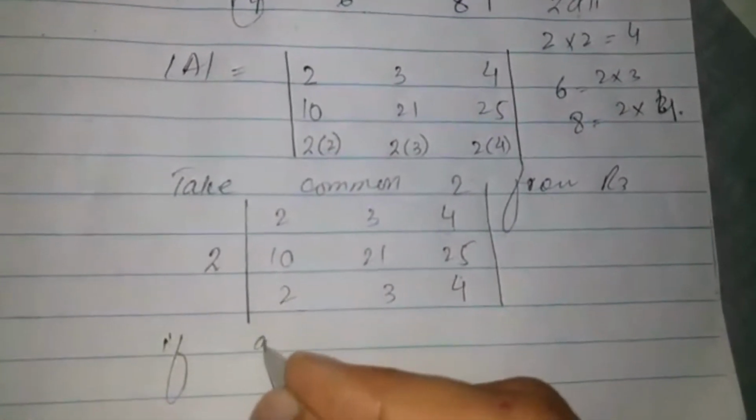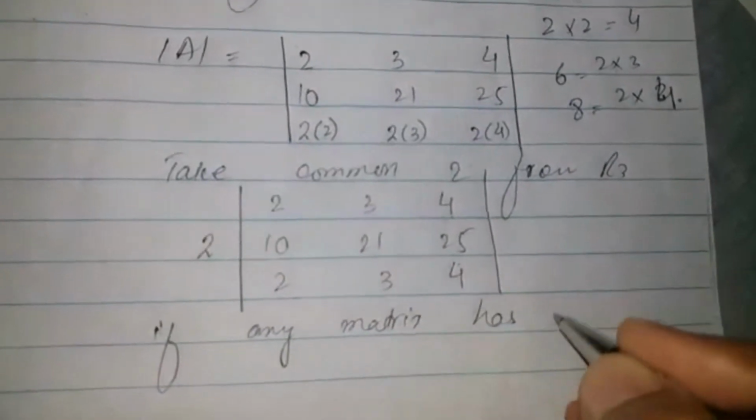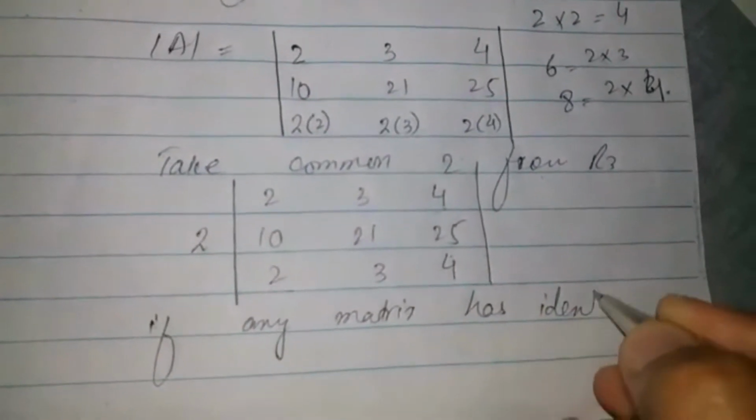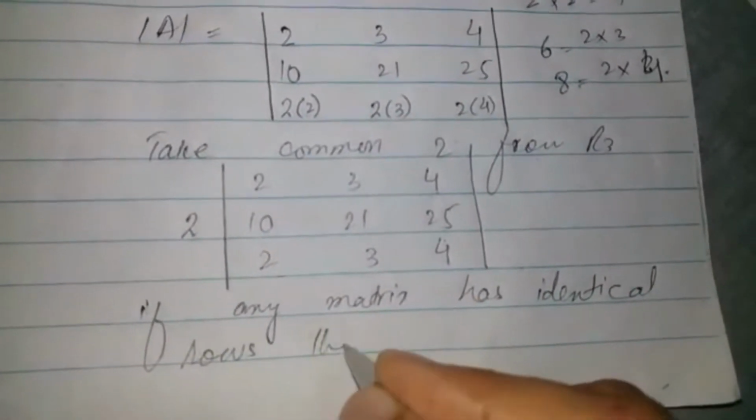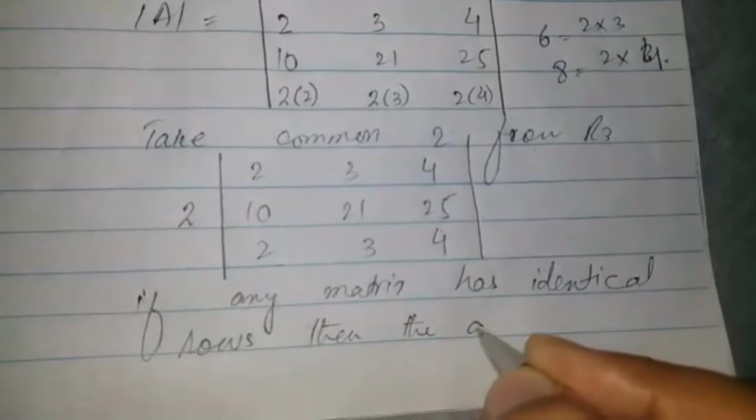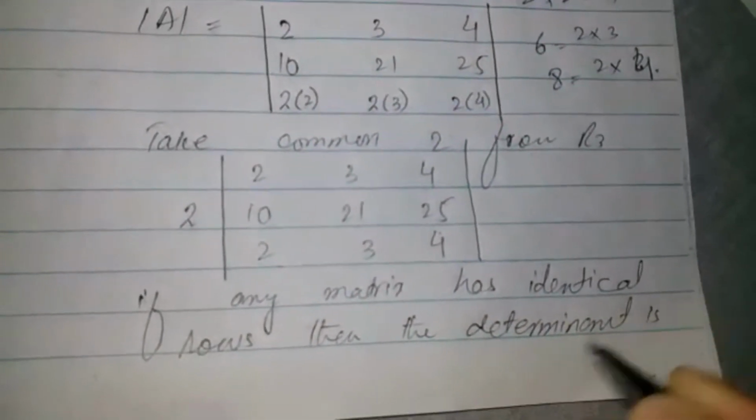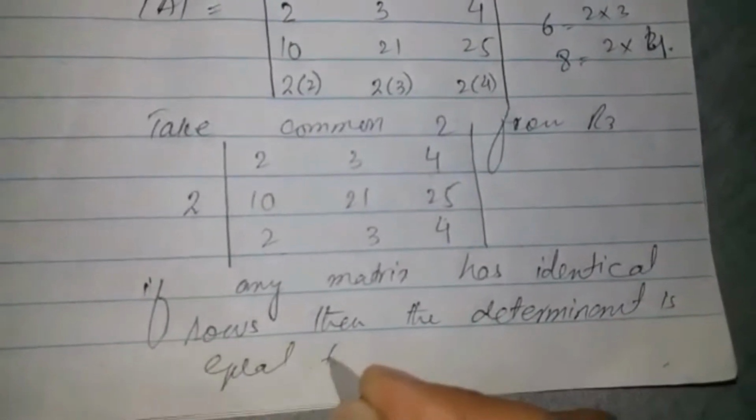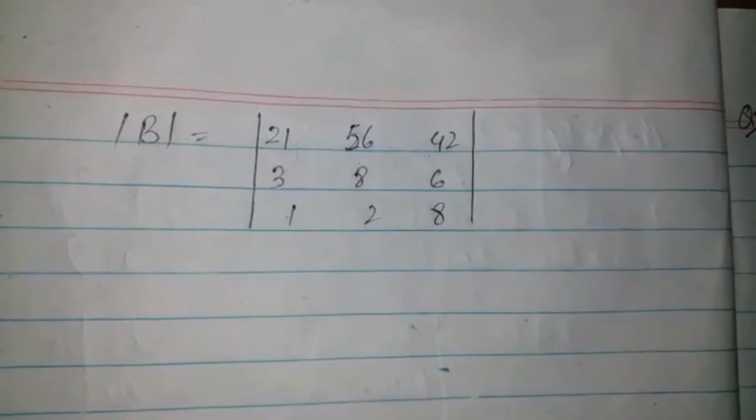Now we can just write the statement: if any matrix has identical rows, then the determinant is equal to 0. Now students, this is your home task. You have to solve it and prove that it is equal to 0.